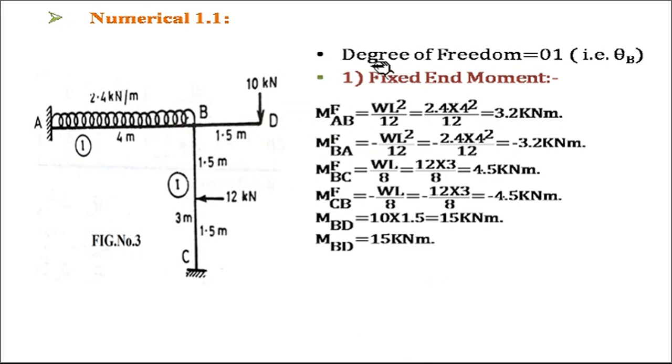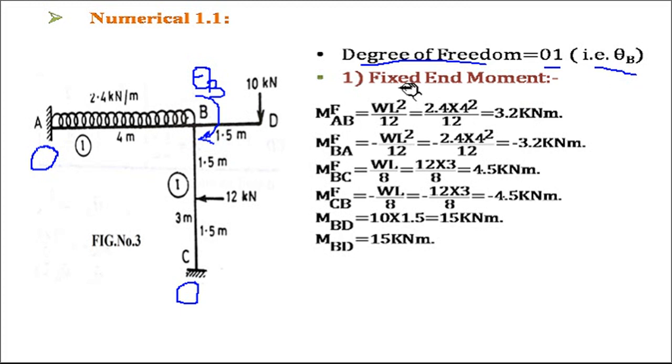Now the first step in slope and deflection method is to find out the degree of freedom. Now at joint A there is a fixed support, so as it is fixed support, the degree of freedom is 0. At C again the support is fixed, so the degree of freedom is 0. At joint B there will be a rotation, and that is theta B. At D we do not consider that joint. So here the degree of freedom is only 1, and that is theta B.